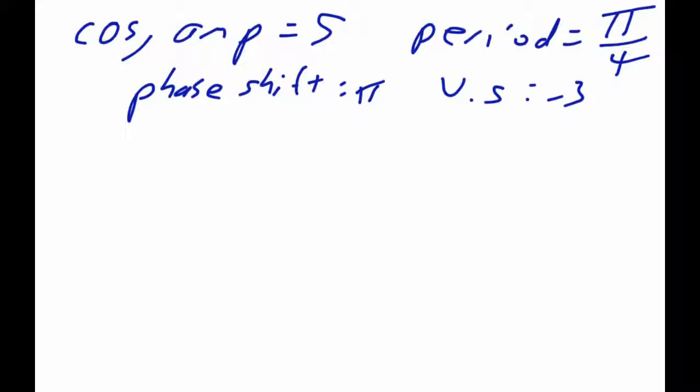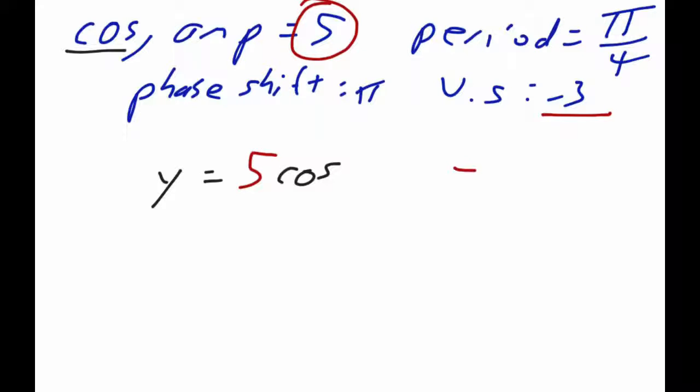Alright, we're going to use this information to come up with some things. First of all, since this says cosine, we're going to make sure we just put in cosine. Since this amplitude is 5, we put that in front. And the vertical shift is -3. That's what we put in the back. And now we got to do some math in order to figure out what goes inside the parenthesis.